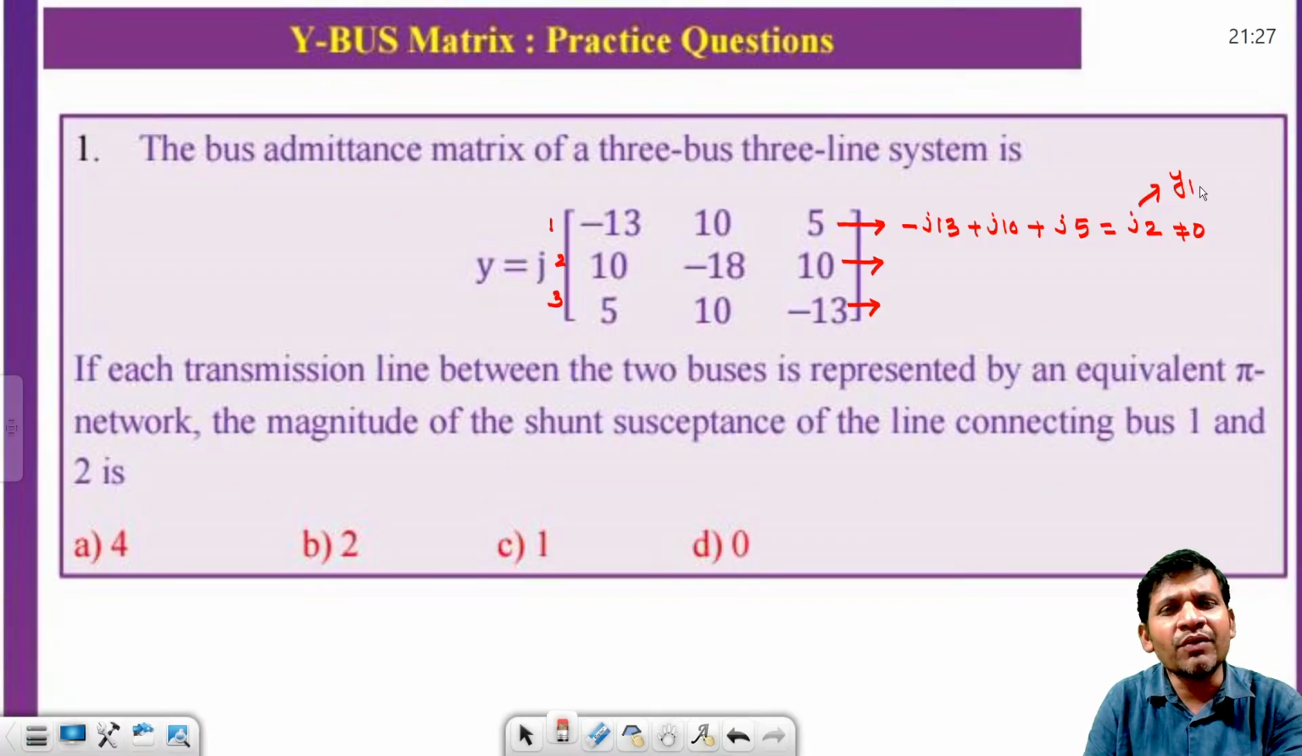Different authors follow different notations, and different teachers follow different notations. You have to maintain the same one. But how I take this, I am taking it as a shunt element connected to bus 1. This is equal to j2.